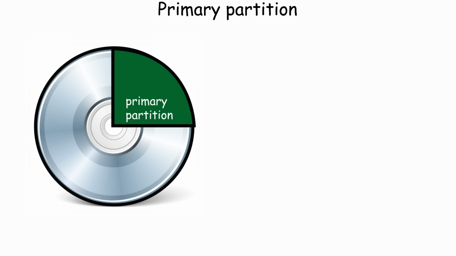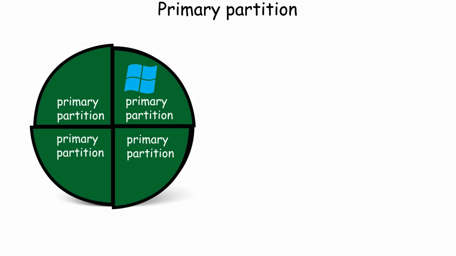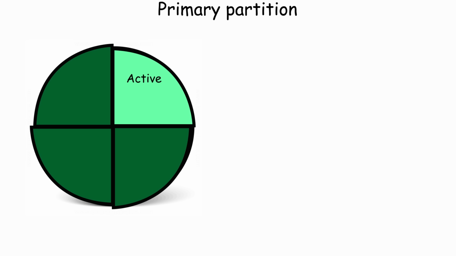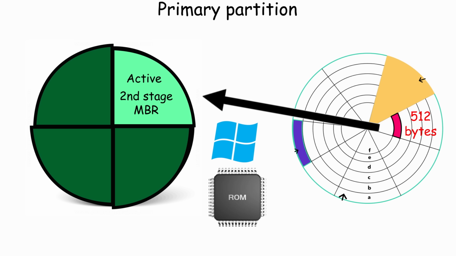Primary partition. A primary partition is the main section of a storage drive where an operating system can be installed and booted from. In older MBR-based systems, a disk can have up to 4 primary partitions. Each of these partitions can hold an operating system or be used for storage. Out of these, one partition is usually marked as active.